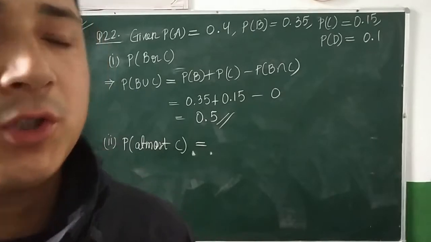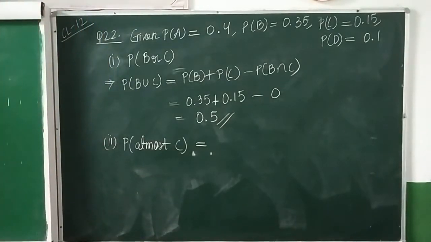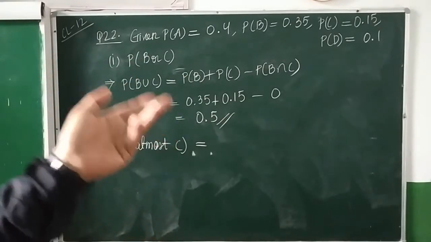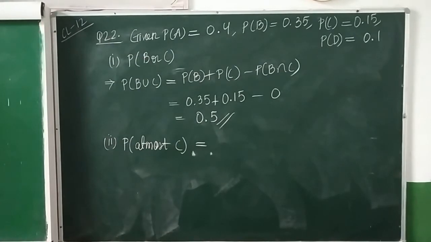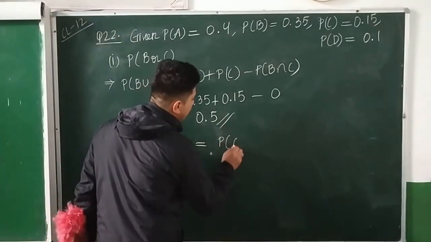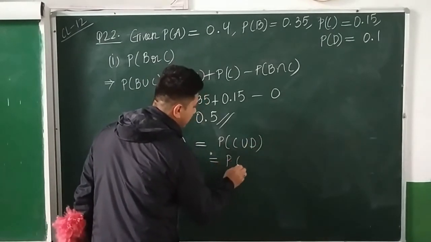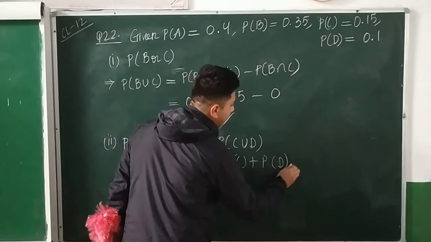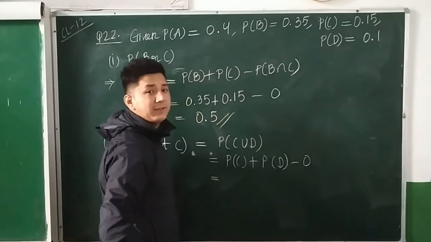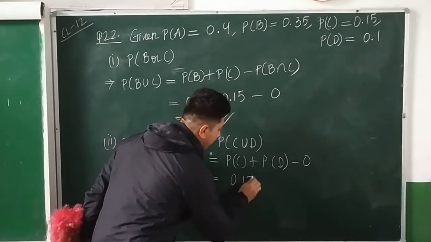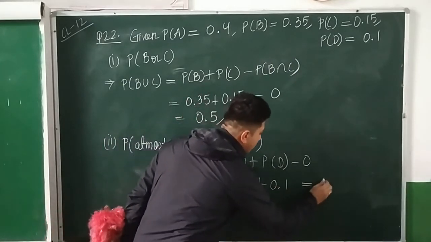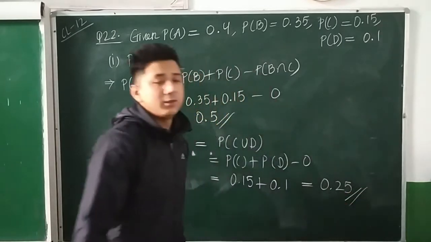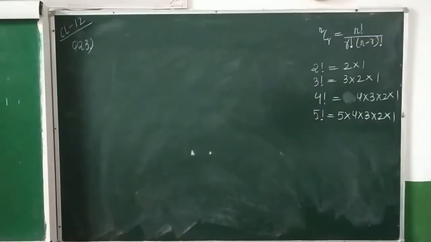Now, probability at most C. Probability at most C means at most C grade should be obtained. That is C or D, probability of C or probability of D. If you read the hint out here, the hint says at most C grade means C or D. So this means probability C union D, that is PC plus PD, and we know intersection is 0. So what is PC? 0.15 plus 0.1, which is 0.25. So this is your question number 22. Pause the video and note it down.